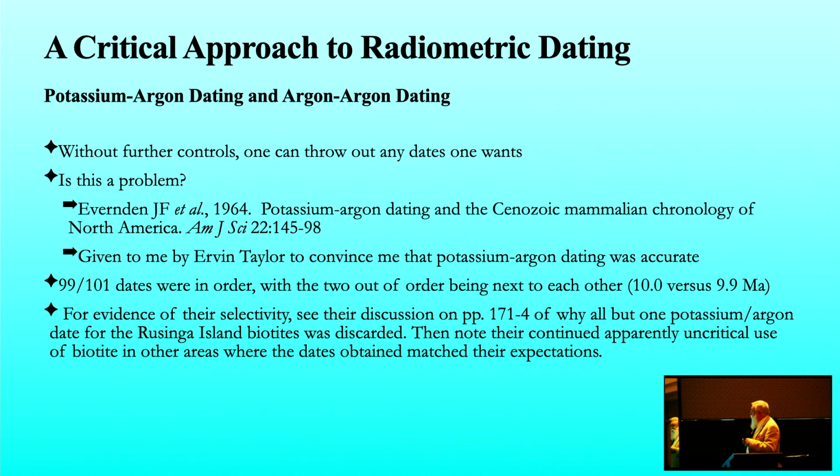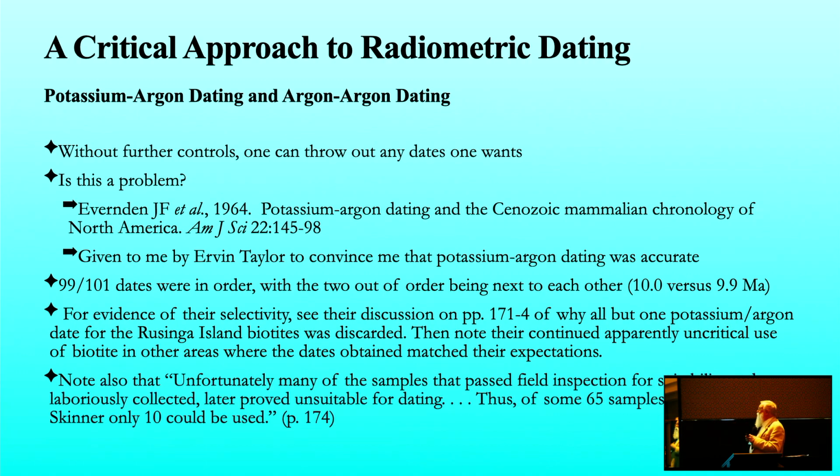For the evidence of their selectivity, let's see, they discussed on pages 171 to 174 that all but one of the dates on potassium-argon in Rusinga Island biotite was just tossed because they didn't match each other. I thought radiocarbon ages always matched. Well, the ones we show you always do. Then if you keep on noting that they continue to use biotite without any, wait a minute, we didn't trust it at Rusinga Island. Why are we trusting it here?